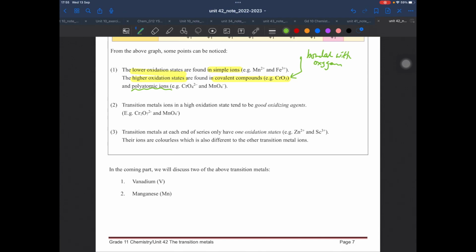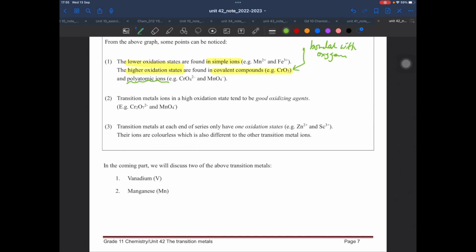Alright, so some of you may wonder, how come the transition metal combined with oxygen will be a covalent bond? Oh, that is something very difficult to tell you. So it is beyond the syllabus of DSE, so I try to skip it, okay? So you just memorize lower oxidation state is simple ion. Higher oxidation state is polyatomic.